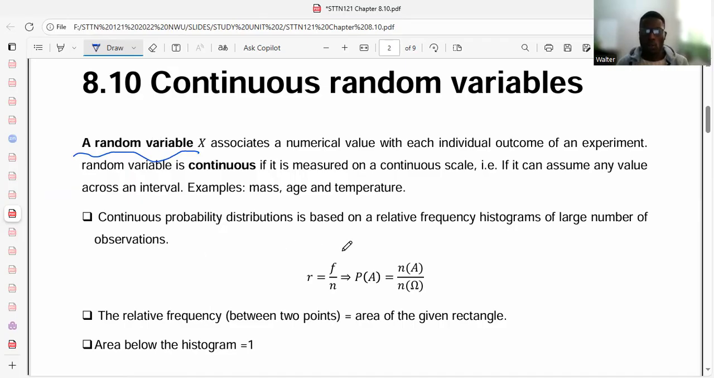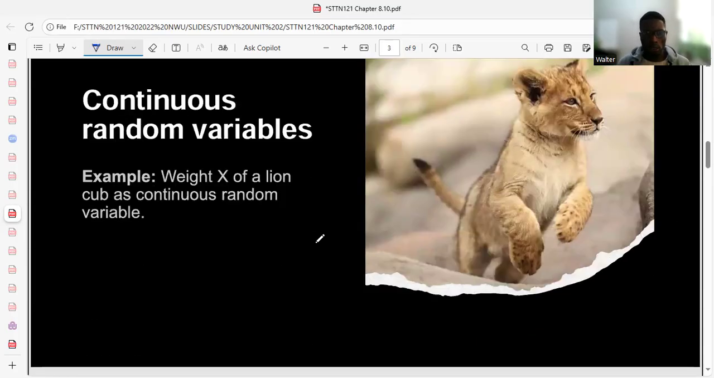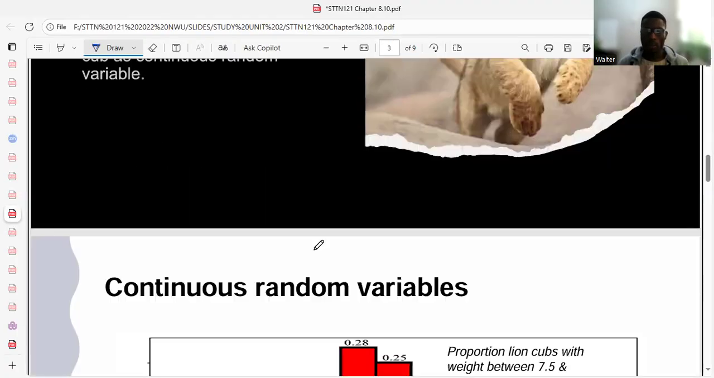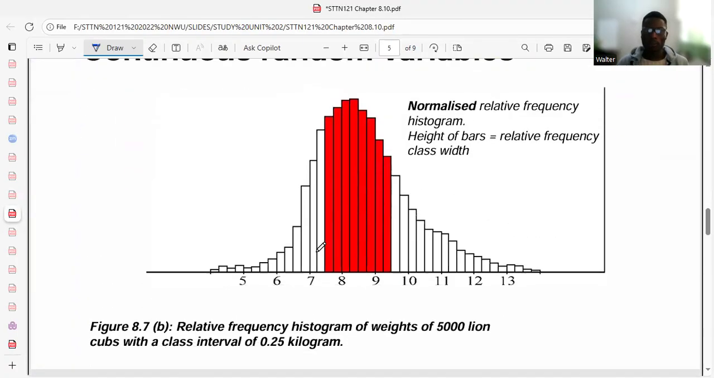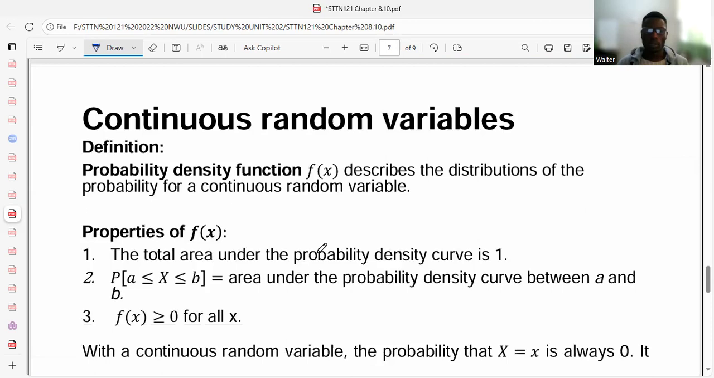You know that when you were doing STTN111, you used this formula to calculate the relative frequency. Now, under the random variables, let's check the continuous random variables.